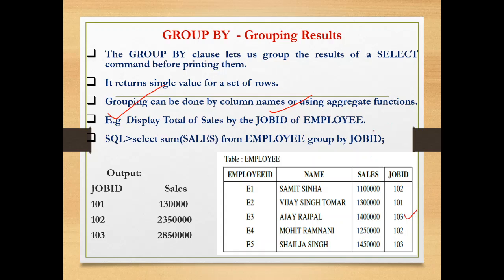Then to implement this, we write this query: select sum of sales from employee group by job ID. Then this query will return us the output in this way. 101 has total sale this much, 102 has total sale this much, and 103 has total sale this much. It means group by clause first of all forms groups, then on those groups these aggregate functions can be performed.